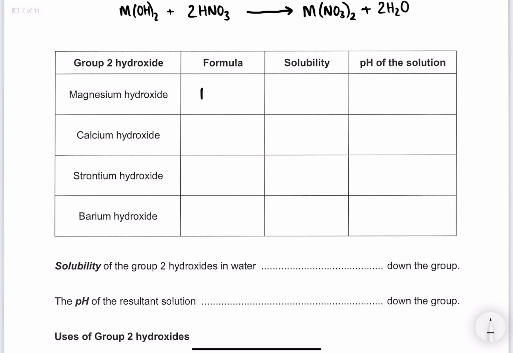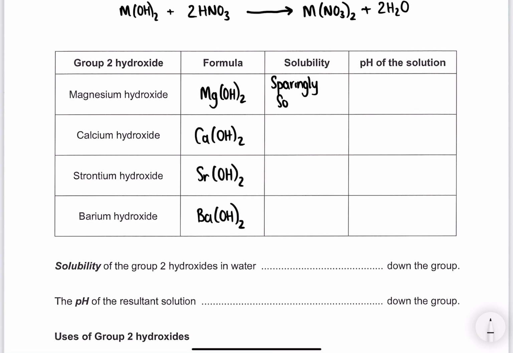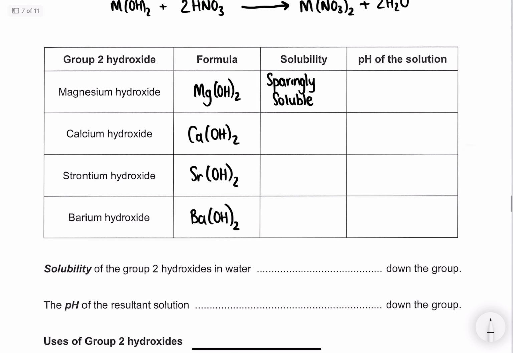So what about the chemistry of the hydroxides? Let's write down their formulas. So if we swap the M for Mg, or the M for Ca, or the M for Sr, or Ba. Now, if we recall from our previous learning on their solubility, we know that magnesium hydroxide is sparingly soluble. That means really not soluble at all, and a white precipitate would form if we reacted magnesium with water. All the way down to barium hydroxide, which is fully soluble. So our solubility is increasing as we go down.